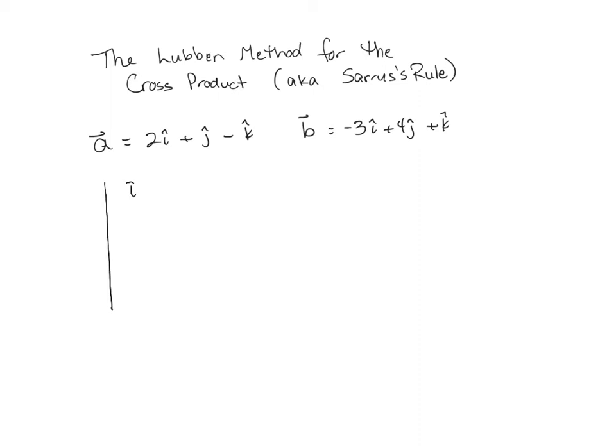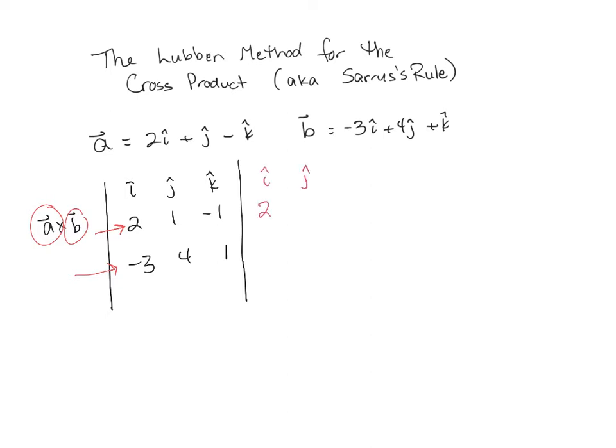And so I'm going to put i here, j here, k here, and I'm going to put vector A here and vector B here. Okay, and we are finding A cross B. So the first vector A is going to go here, and the second vector B is going to go here. Now take these first two columns, i and j, and rewrite them here. And I get a 2, negative 3, and I get a 1, 4.